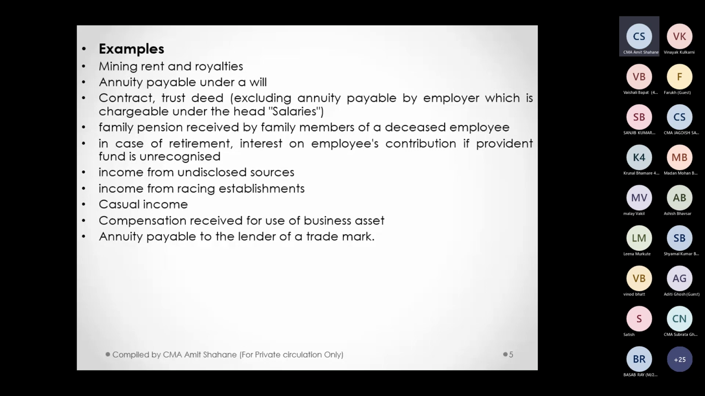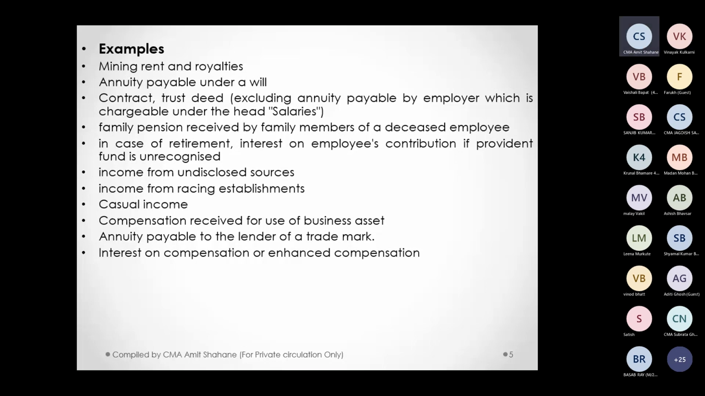Annuity payable to a lender of a trademark, again, if you are holding a trademark, but if it is not your regular business, then it will be chargeable under the head income from other sources. Next one is interest on compensation or enhanced compensation. Now this is typically a capital gain case.